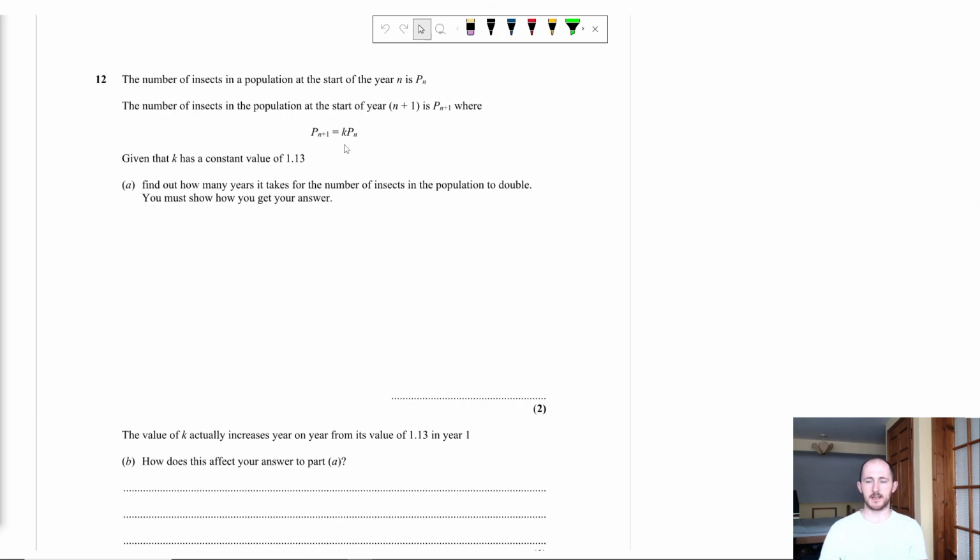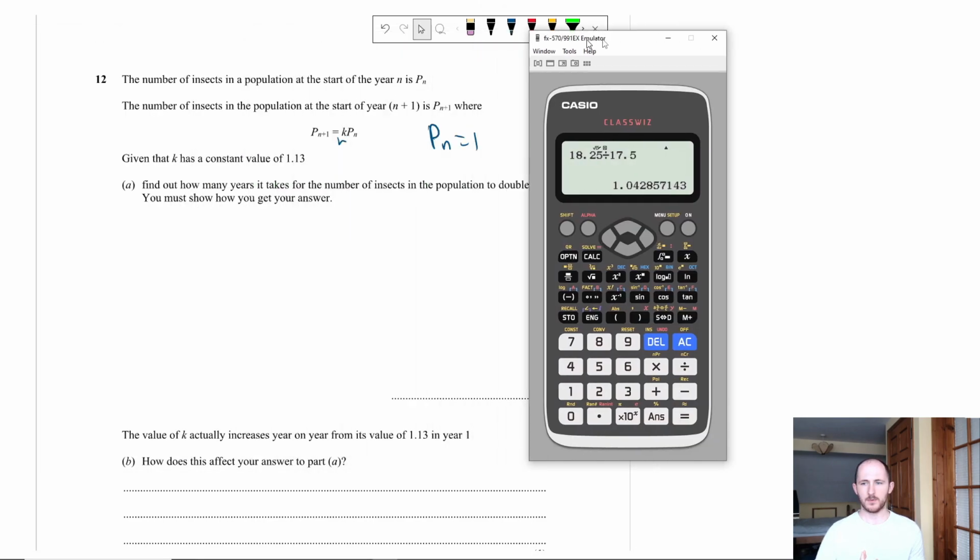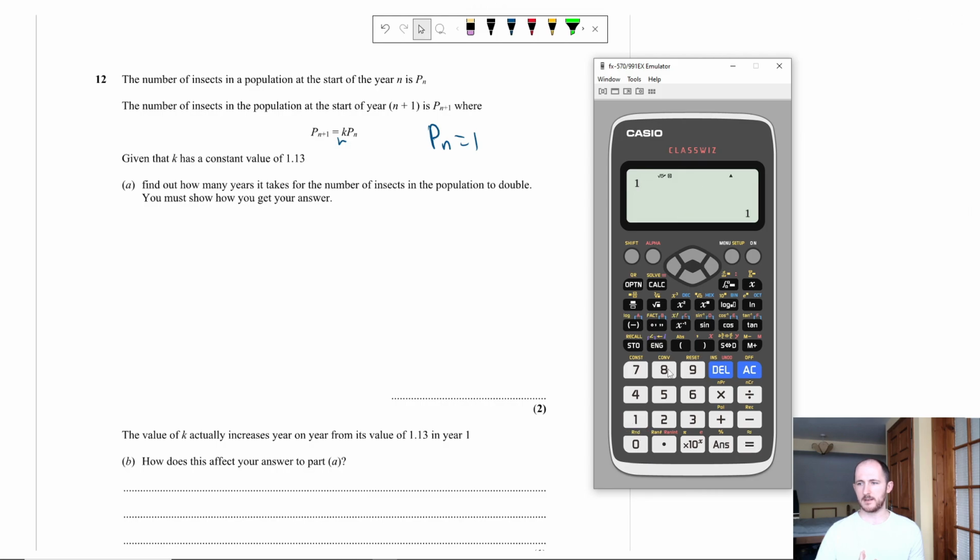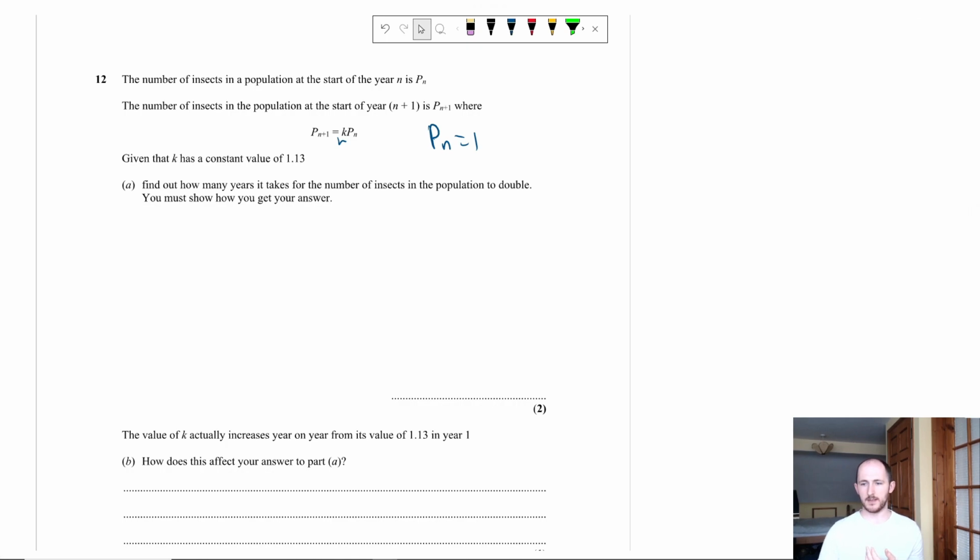The other way to do it is a bit more mathematically sound. Again, you can sub in a value. So you can say, let pn equal 1, and then keep subbing in this and just keep pressing equals on your calculator. I'll show you how that would work. We would do 1 and then press the equal sign. So that's my answer. Then 1.13 is the constant. So you press equals. So that's 1 time, 2, 3, 4, 5, 6. So it takes 6 years for it to double. That is one way that you can do it.